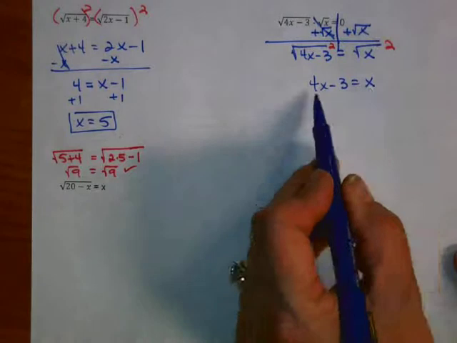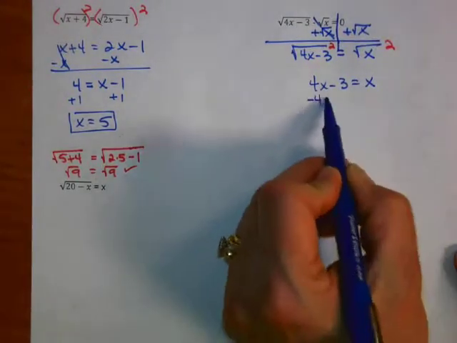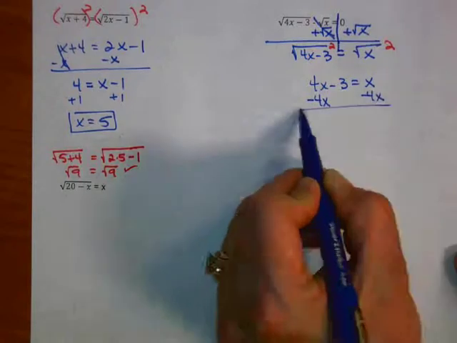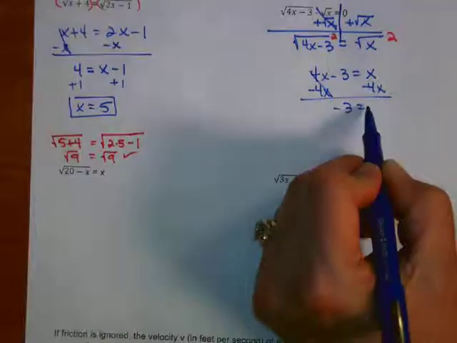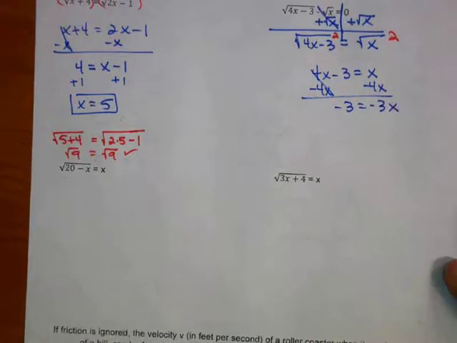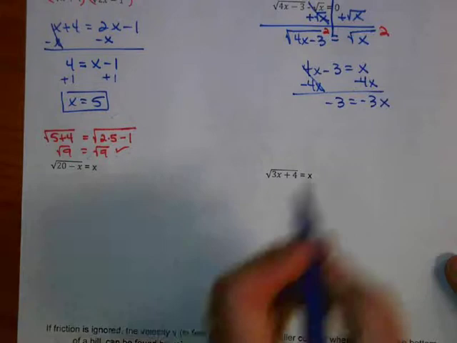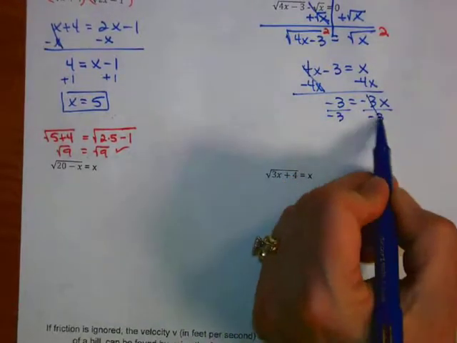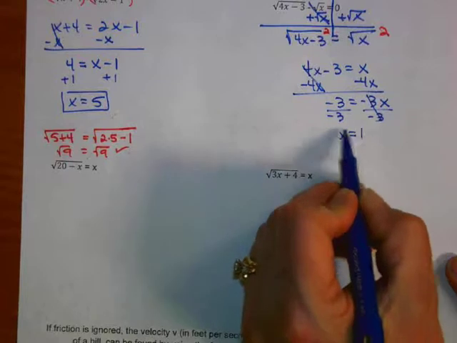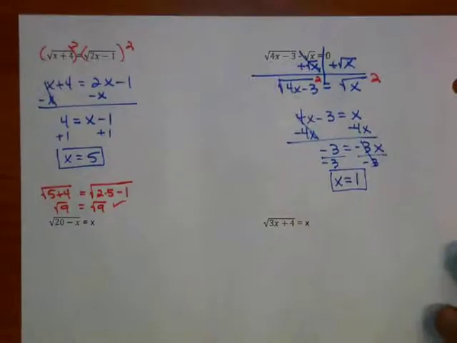You can subtract x, but you're going to take more steps. If you subtract x, you're going to get 0 here. So it makes more sense to do this. Negative 3 equals negative 3x. And divide by negative 3. And x equals 1. And it'll work when you stick it in there.